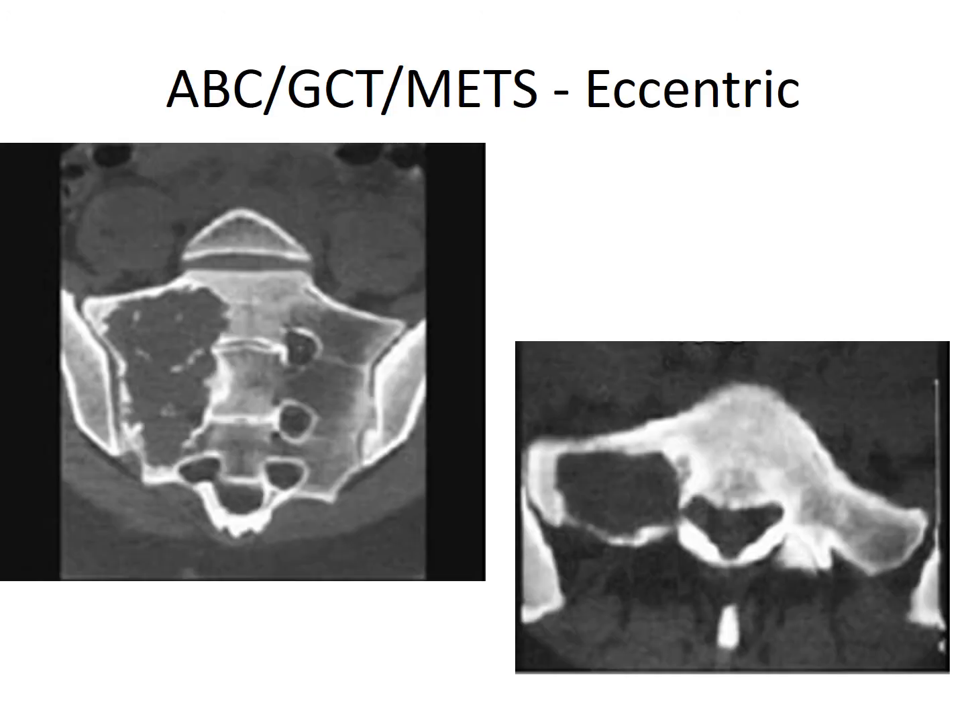Here we see an eccentric lesion. So when you're looking at the spine on the right side, you see this eccentric lesion. Same on the axial view to the bottom right. This is more common for aneurysmal bone cysts, giant cell tumor, and metastases.